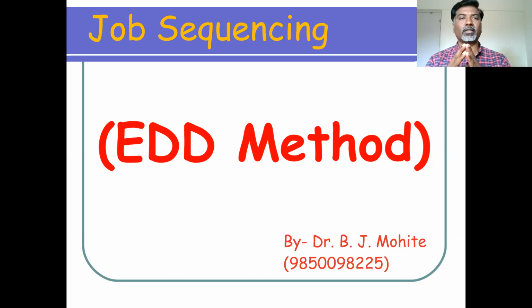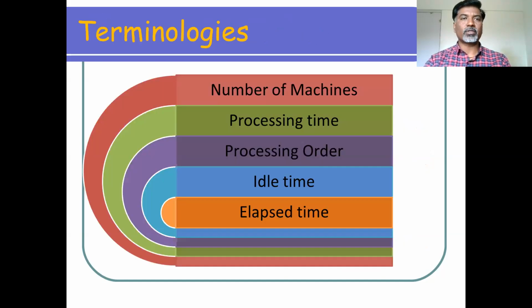Today we see one method to process n jobs on a single machine using the earliest due date method. Before solving any example on the EDD method, we'll know some basic terminologies which are needed for solving the job sequencing problem.